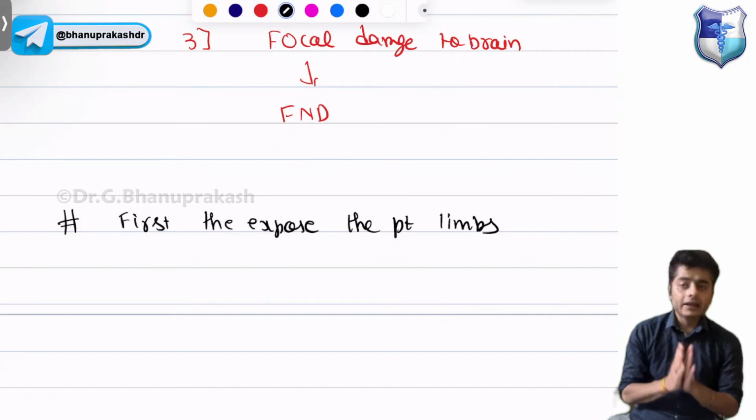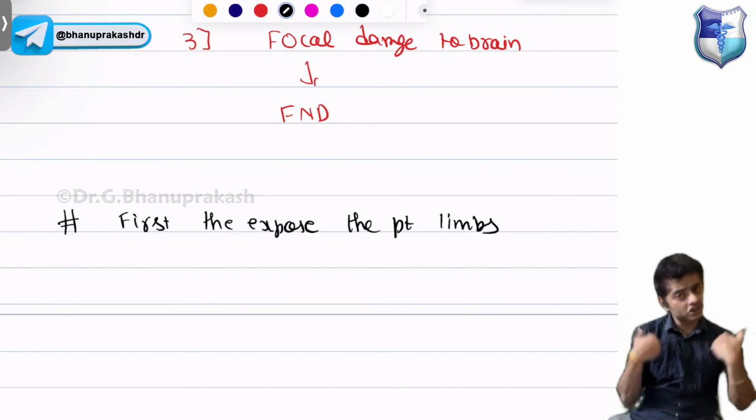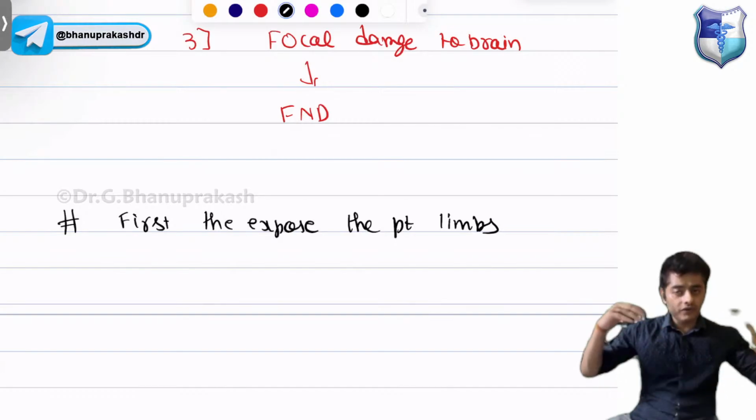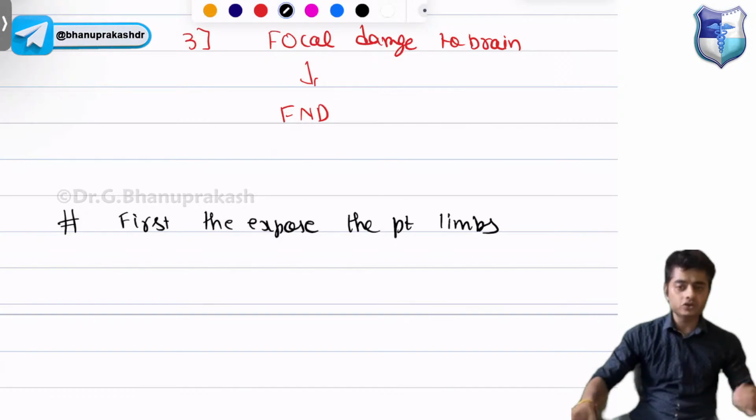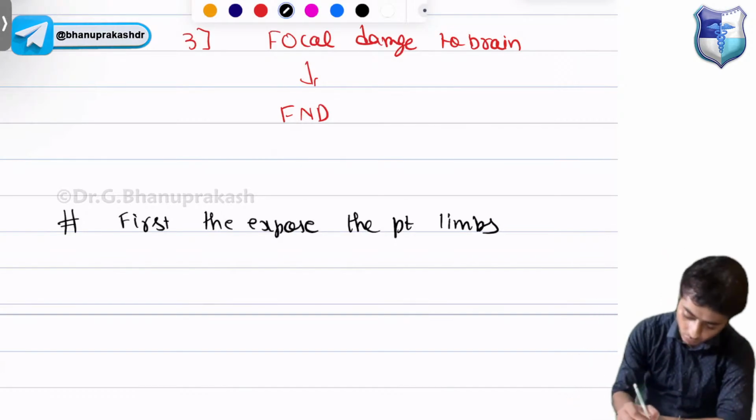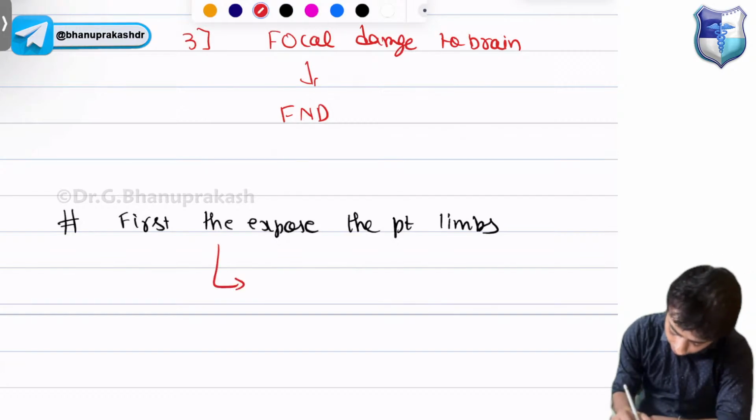ओके नवीन रिशाली, डिसेरिब्रेट रिजिडिटी में क्या होता है? एक्सटेंशन ऑफ अपर लिम्ब, एक्सटेंशन ऑफ लोअर लिम्ब. So we first expose all the patient limbs to check out the posturing part. Why are we doing? To check the posturing.